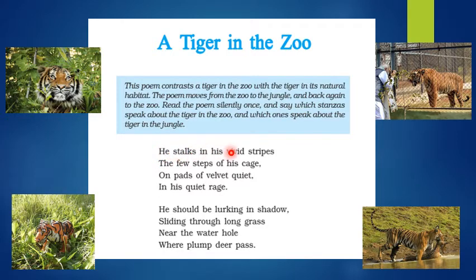He stalks in his vivid stripes the few steps of his cage on pads of velvet quiet in his quiet rage. Here he means the tiger. Stalks means walks with pride.